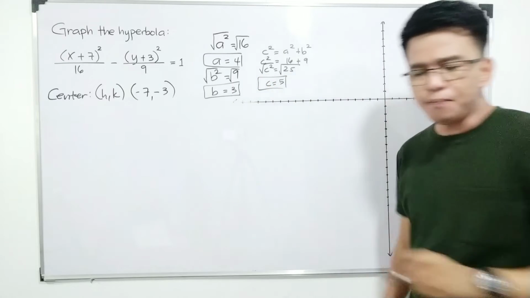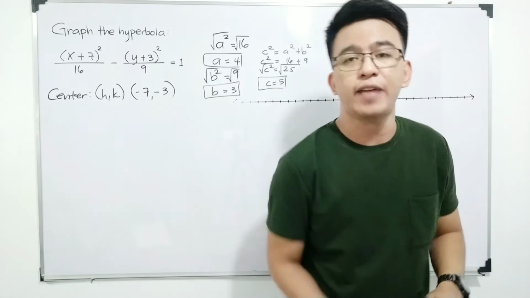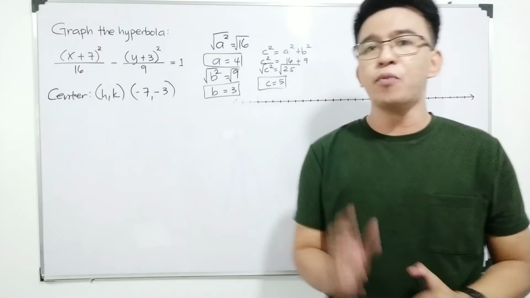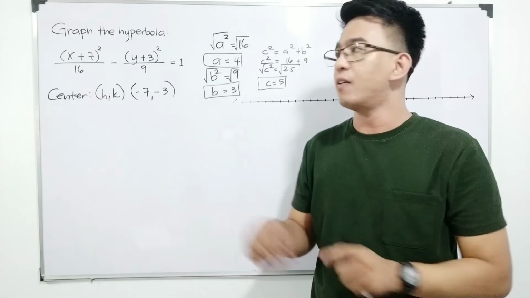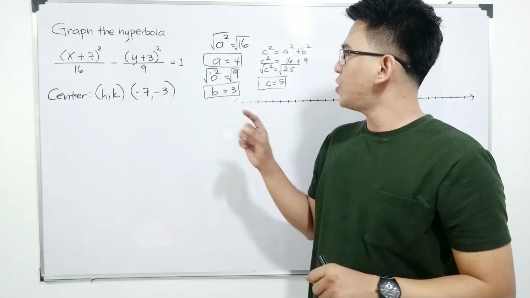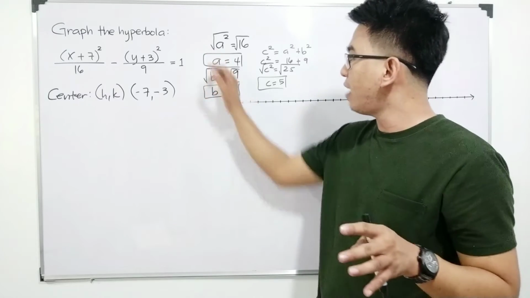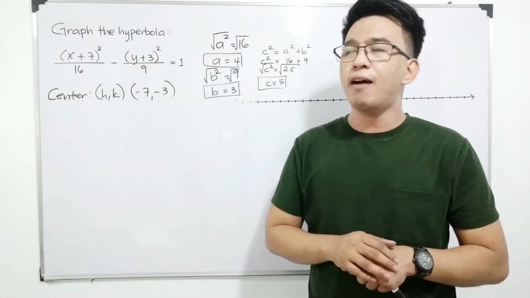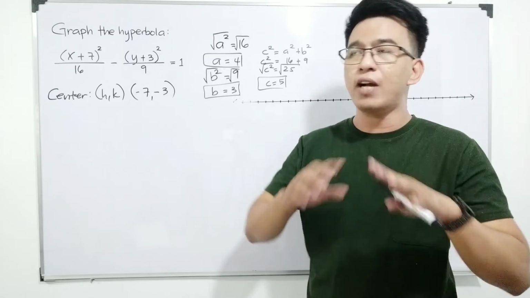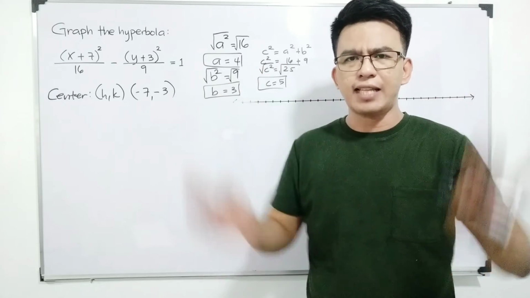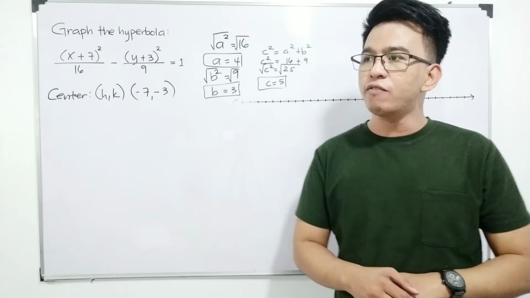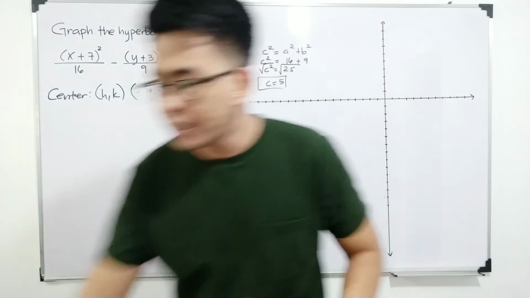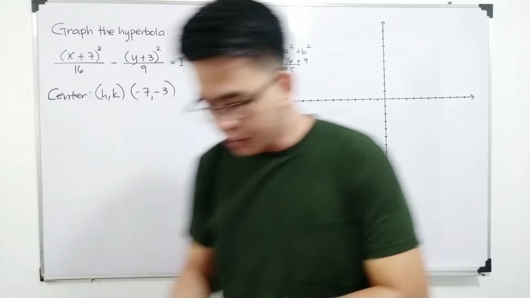Now, sir, what is the importance? Why do we need to get the value of a, b, and c? Guys, it is important for you to locate the different parts of it para mag-graph natin. Una, magagamit ito, yung values ng a and b, para magawa yung auxiliary rectangle natin to guide us sa pag-graph. Tapos makukuha mo din yung coordinates ng iyong vertex. Now, let's continue.